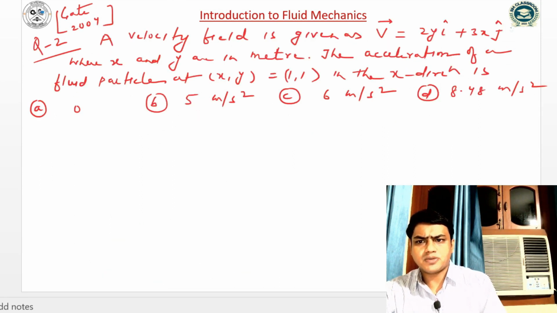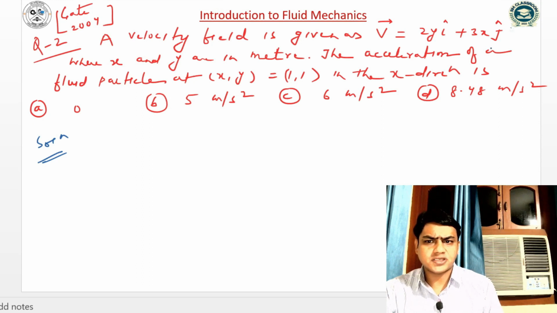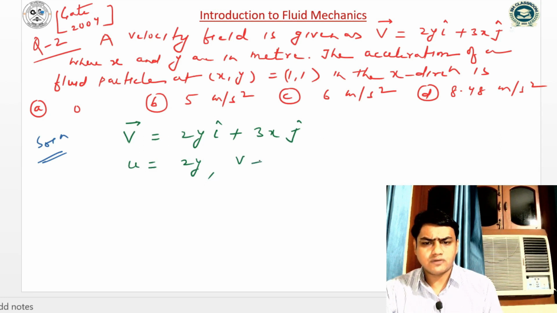Let us take another problem. A velocity field V is given as 2y i plus 3x j, where x and y are in meters. The acceleration of a fluid particle at (1, 1) is equal to what in the x direction? So we have to find the acceleration in x direction. It is given 2y i plus 3x j, so u is equal to 2y and small v is equal to 3x because it is a two-dimensional flow.